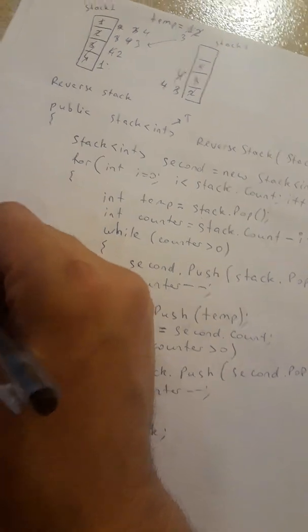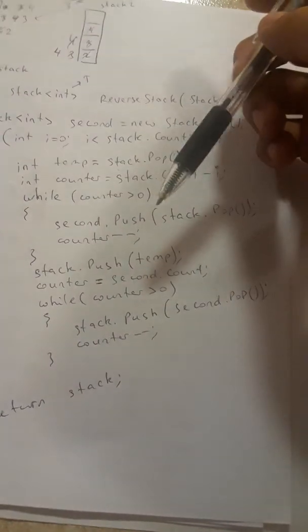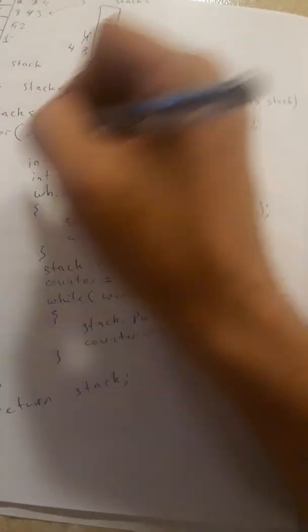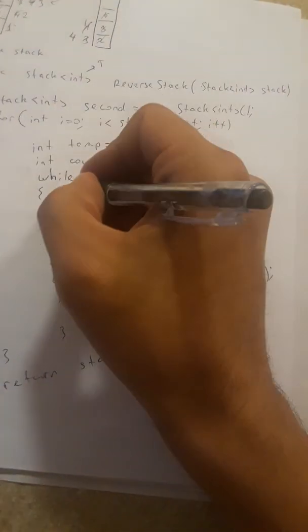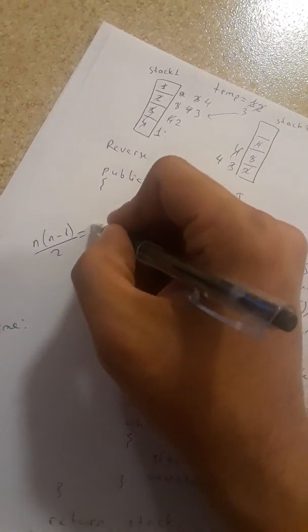So here, time complexity: since we're using a for loop, and within the for loop we are using a while loop, here is n number of elements, and here it will again be n. So in general it will be n times n minus 1 divided by 2, which gives us n squared. So time complexity will be big O of n squared.